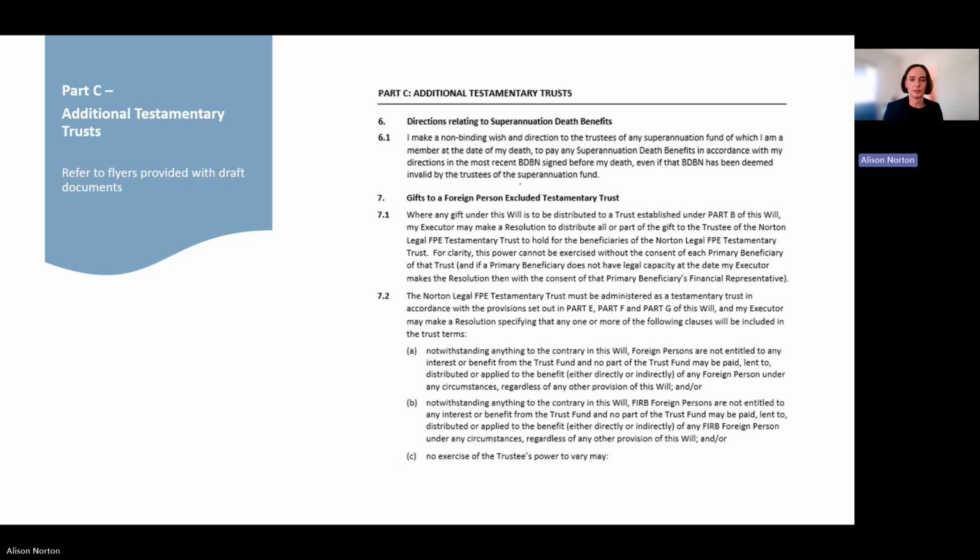If for example, there was real estate and you wanted the real estate to go as is, it was not to be sold, then you need to have this foreign persons excluded testamentary trust. Otherwise, there'll be additional land tax and potentially capital gains tax to pay down the track. I've given you some flyers about that, so you can have a read of that. These are additional optional testamentary trusts that can be set up if needed after financial advice has been obtained.